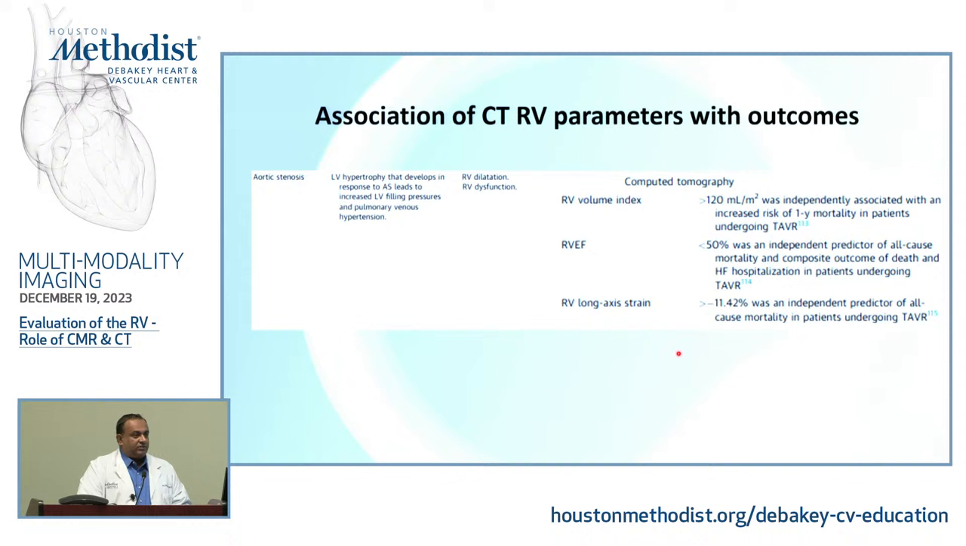An RV volume index greater than 120 mL per meter squared was independently associated with increased risk of one-year mortality in patients undergoing TAVR. An EF less than 50% from another study was an independent predictor of all-cause mortality and death. If your RV strain by CT was worse than 11.42%, one of the studies showed it was an independent predictor of all-cause mortality. These are all in TAVR patients.